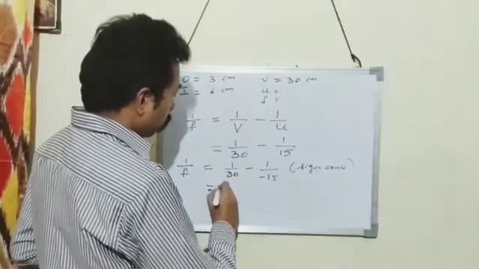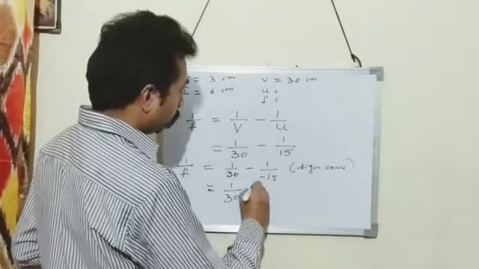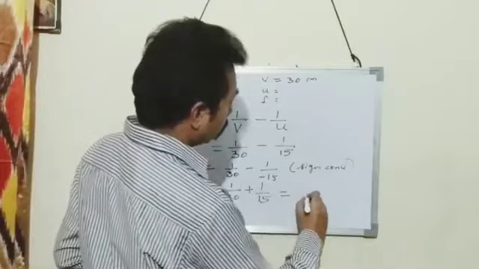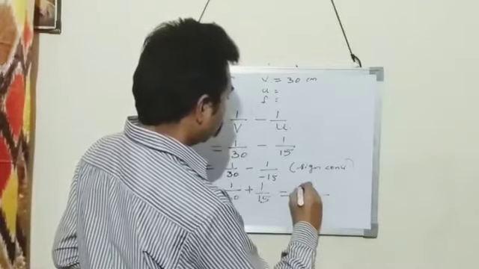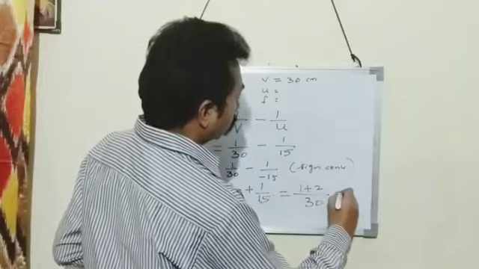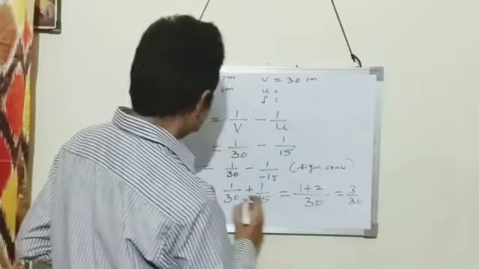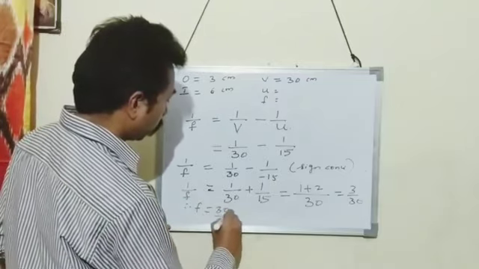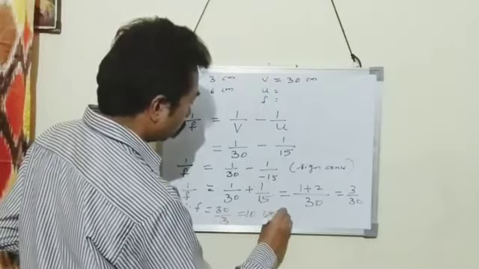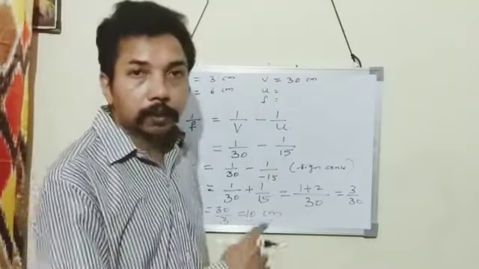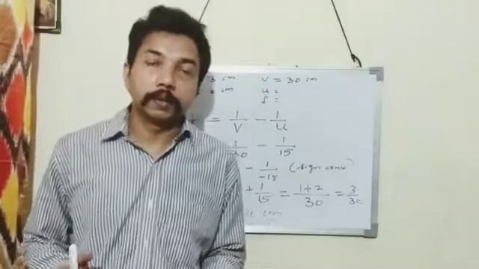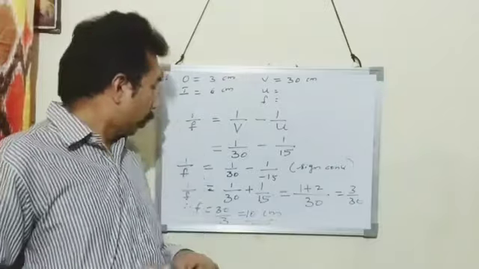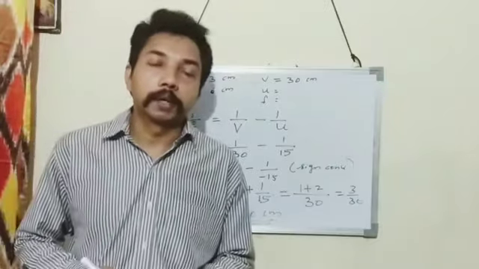Then that will come 1 by 30 minus minus is plus 1 by 15. Taking the LCM, so LCM is 30. So that is equal to 3 by 30. 1 by f is equal to 3 by 30. Therefore f is equal to 30 upon 3, which is equal to 10 centimeter. So this is the focal length. Here the plus sign shows that it is a convex lens. So we found the object distance. Object distance is 15 centimeter and the focal length is 10 centimeter.